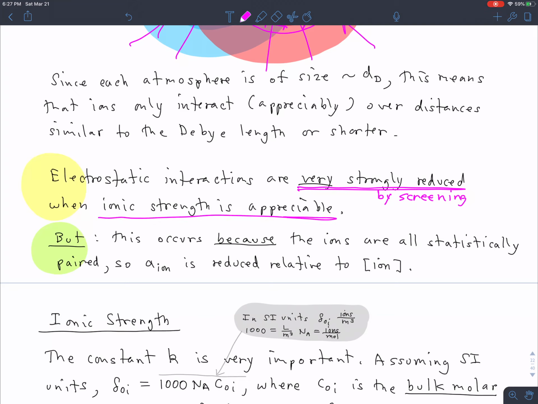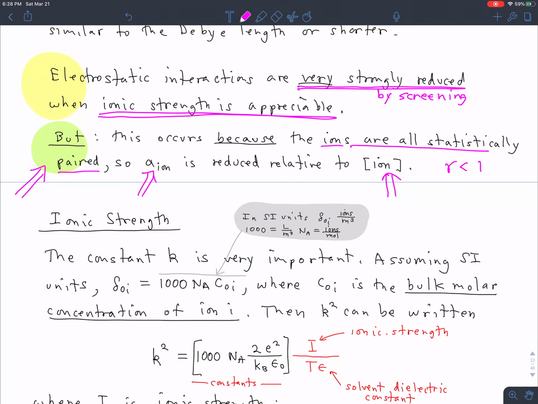When ionic strength is appreciable, in other words, when you're above a few millimolar worth of ion concentration, the interactions are weak, because the ions have already paired up. They're all statistically paired, and that means that their effective concentration is lower than what you'd expect if you were just calculating concentration naively. And that means the activity of the ions is smaller than the molar concentration of the ions. In other words, the activity coefficients for the ions are less than 1. It makes the effective concentration less than the true concentration.